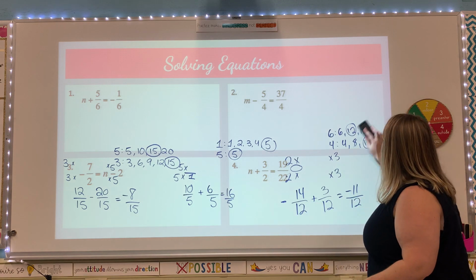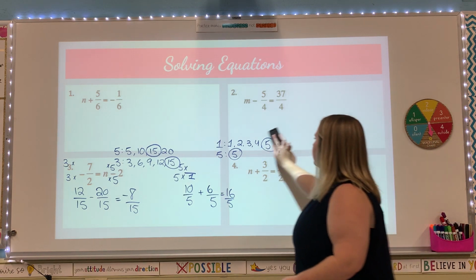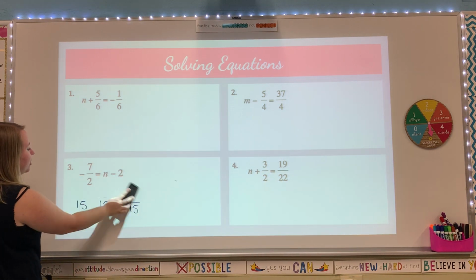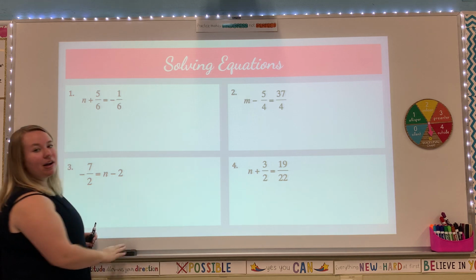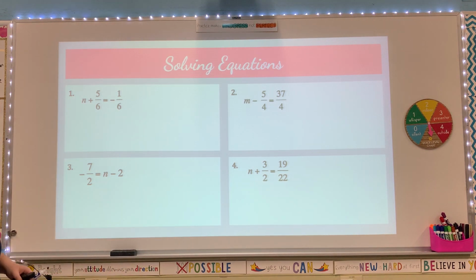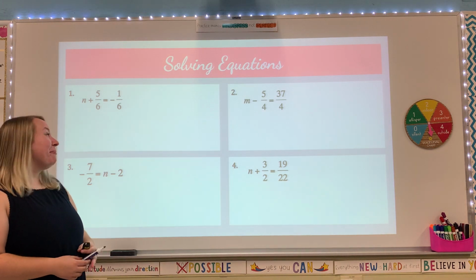So now we're going to use this information to solve for some equations. Now, if you think you guys can figure out how to do this on your own, I would recommend pausing the video, try them out, see if you get them correct, and then unpause the video to see what the answers are, because I'm going to do them right now.